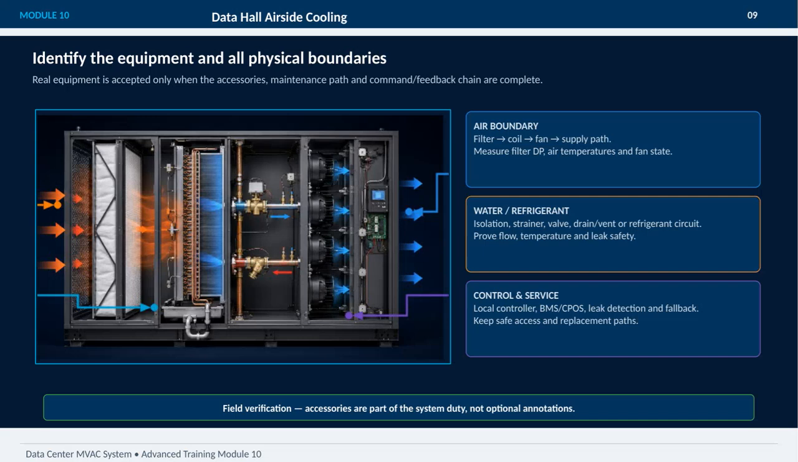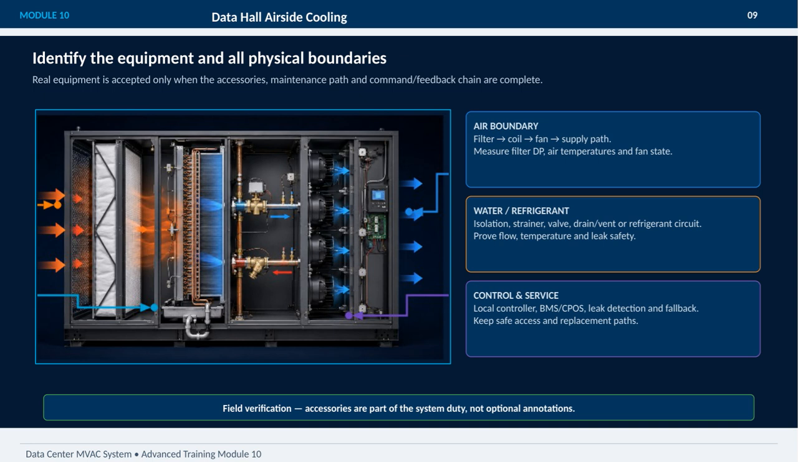In this module, we focus on identifying all the equipment and physical boundaries involved in data hall airside cooling. It's crucial that real equipment is only accepted when its accessories, maintenance paths, and command and feedback chains are fully complete. Starting with the air boundary, it includes the filter, coil, fan, and supply path. Here, we measure filter differential pressure, air temperatures, and the fan's operating state to ensure proper function.